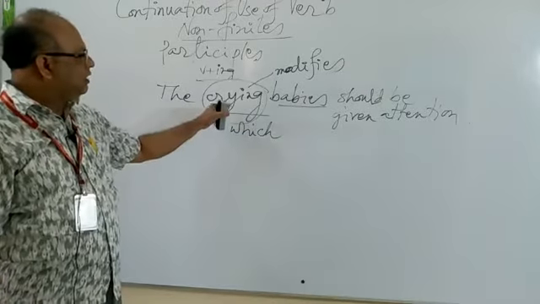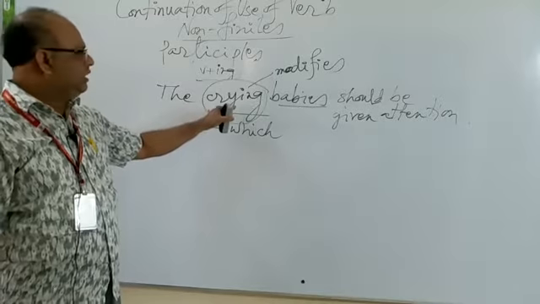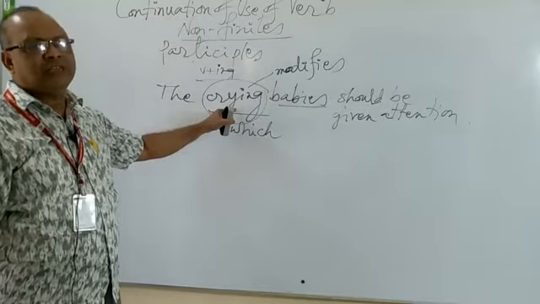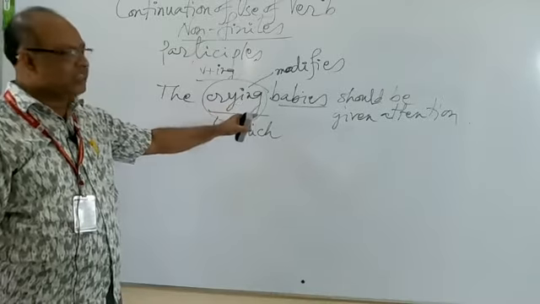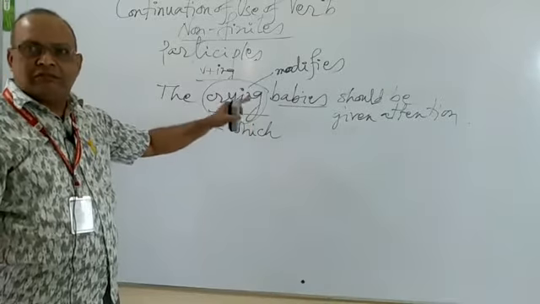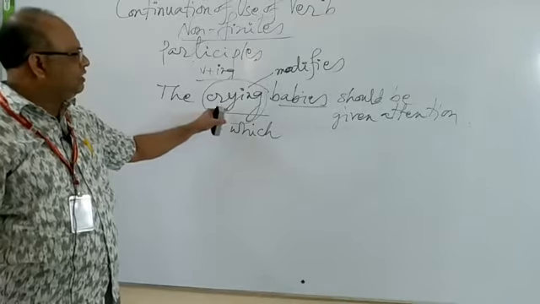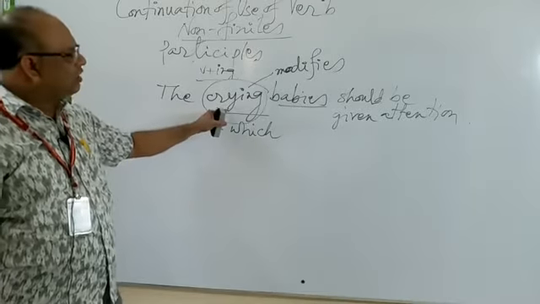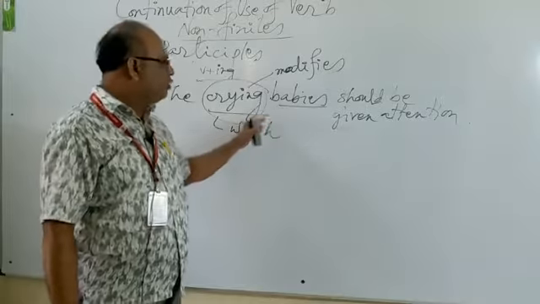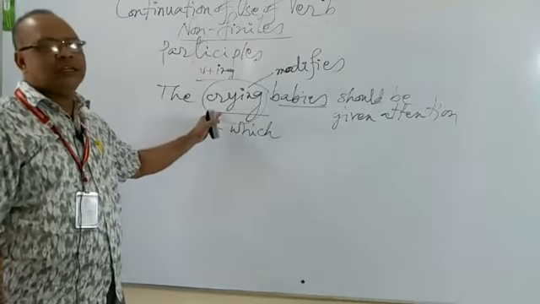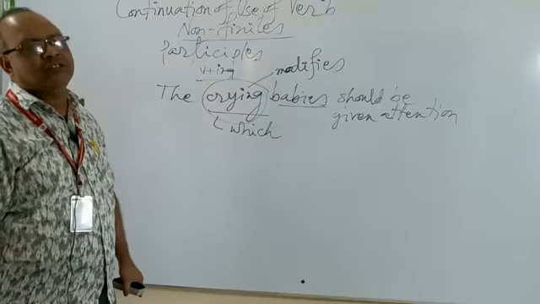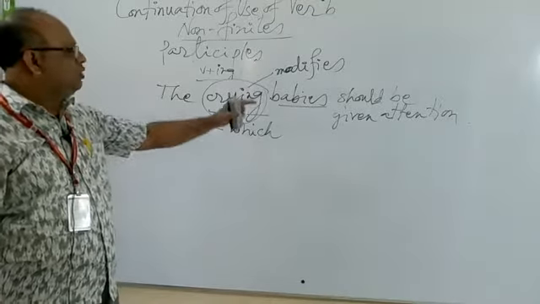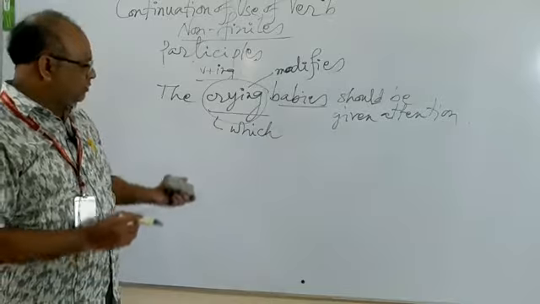Here crying is adjective because it cannot finish the function of the sentence. The crying babies, it cannot be any complete sentence. So crying gives you additional information about the babies. Who is babies? The babies who are crying. So in these cases, to modify subject or modify noun and pronoun, we use present participles.